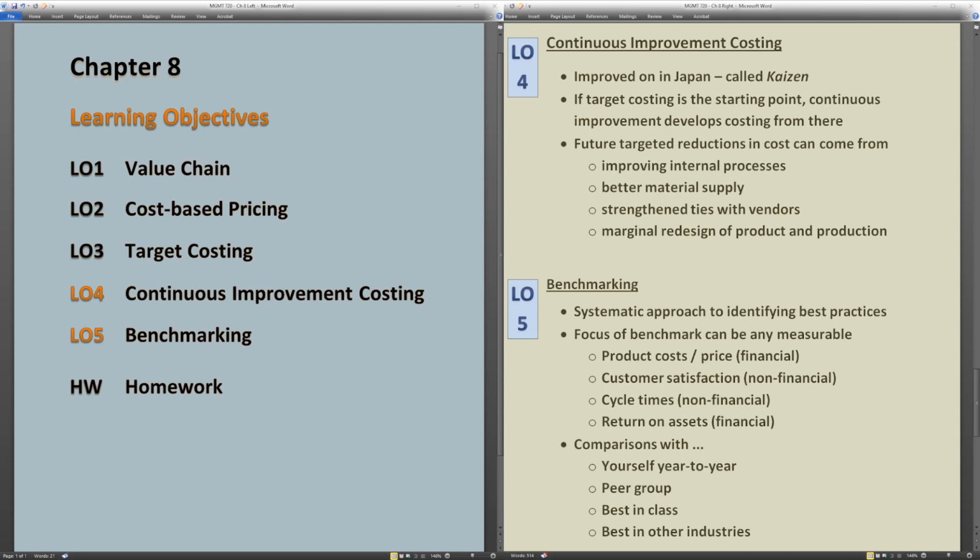These final two learning objectives are quite short, actually. And as you can see, I can fit them on one page.